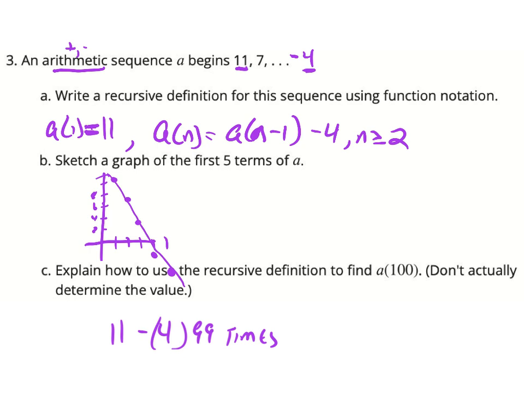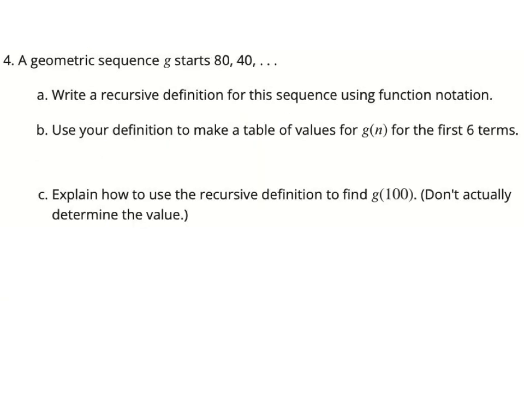That's all you do. Okay, let's look at our next problem here. Now we get geometric. Whenever you see geometric, multiply, divide. All right, we start at 80 and then we go to 40. How do we get from 80 to 40? You multiply by 1/2 or you divide by 2. Whichever one you want to use is fine with me.